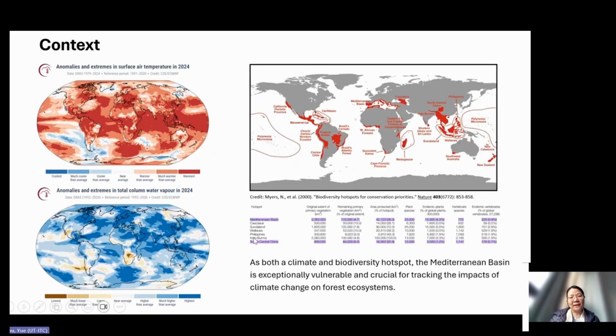So our case study is in the Mediterranean basin, and as you can see from the Copernicus climate change surveys, the Mediterranean basin is experiencing climate extremes that are more extreme and more frequent. But at the same time, it is also an important global biodiversity hotspot. So it is exceptionally vulnerable and crucial for tracking the impacts of climate change on forest ecosystems.